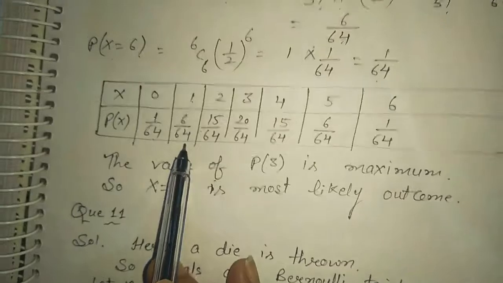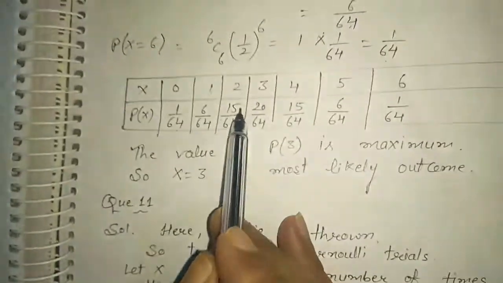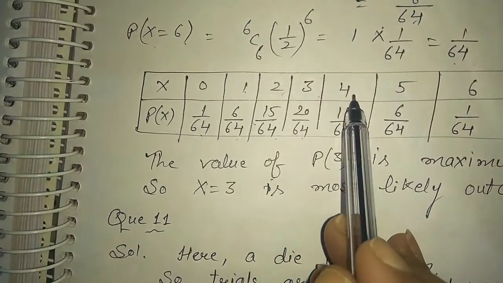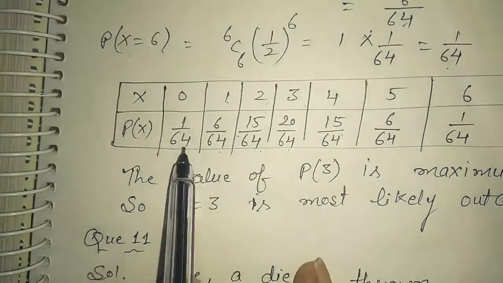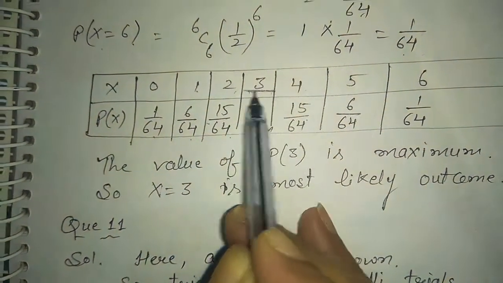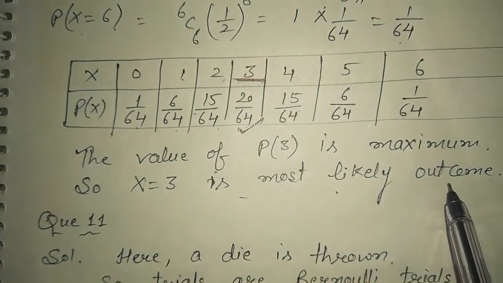Now if x is equal to 0, 1 upon 64. If x is equal to 1, 6 upon 64. If x is equal to 2, 15 upon 64. If x is equal to 3, 20 upon 64. If x is equal to 4, 15 upon 64. Look at these: 20 upon 64 is the maximum value. So when x is equal to 3, this is the most likely outcome.